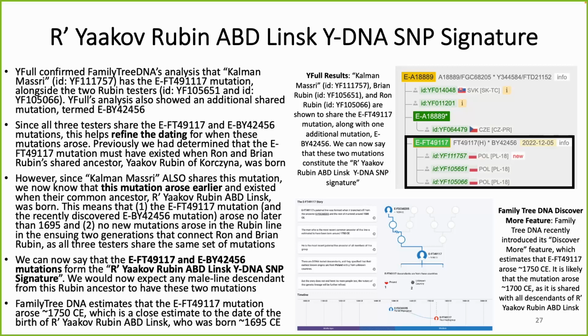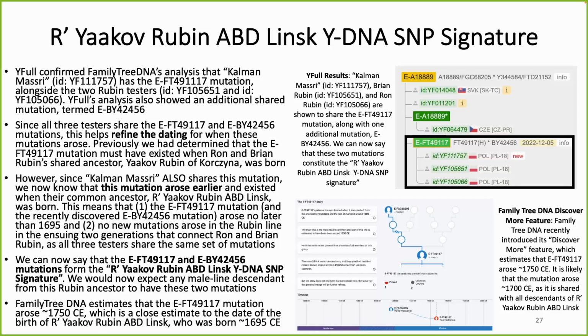And what's also interesting is Ron and Brian, who are more closely connected, right? They descend from a common ancestor who's born 2 generations in the future. Yaakov Rubin, who's the grandson of the Rabbi Yaakov Rubin, when that Yaakov Rubin was born, he didn't have any additional mutations. The Y DNA was passed without any new mutations over those 2 generations.